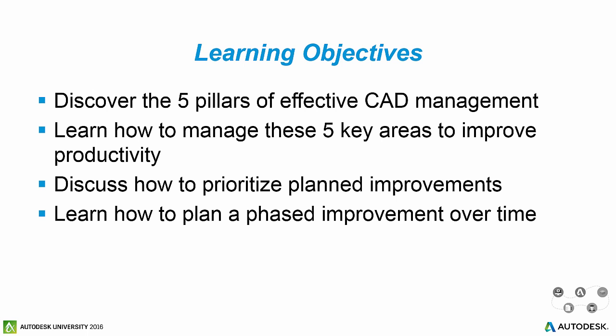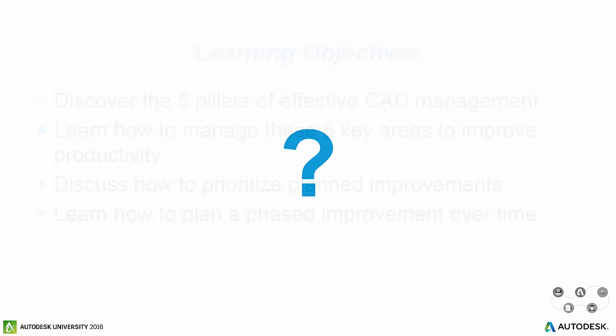There are so many good classes going on, you just politely sneak out and go into another class. So in this class, our learning objectives are just to discover the 5 pillars of effective CAD management, learn how to manage these 5 key areas to improve our productivity, discuss how to prioritize the planned improvements, and learn how to plan a phased improvement over time.